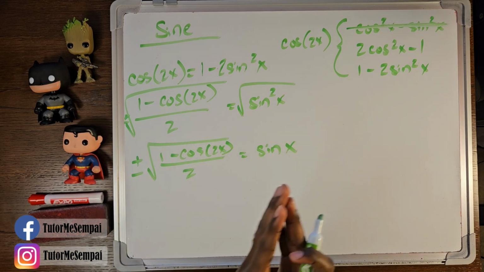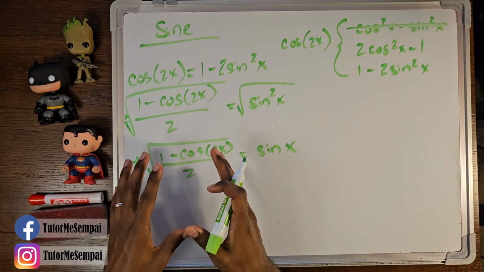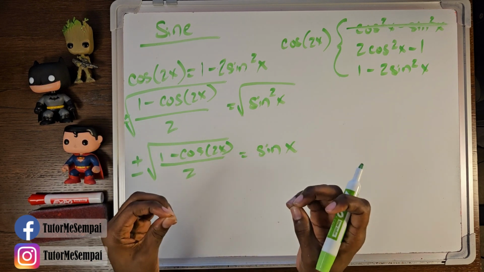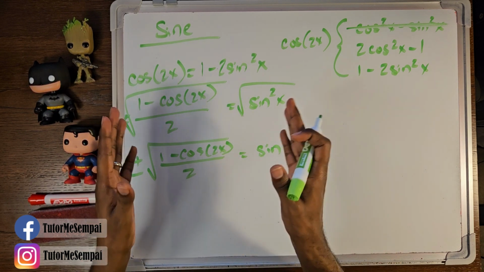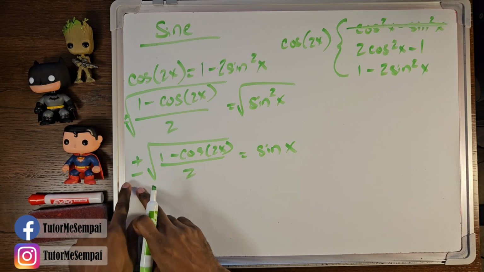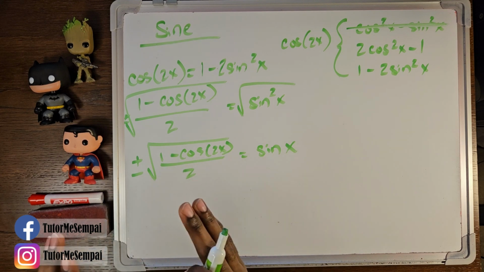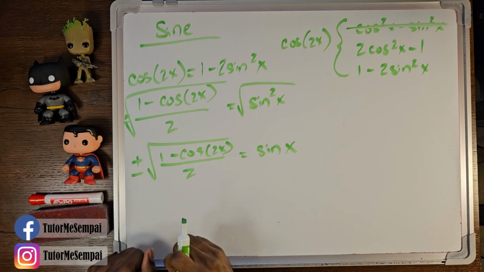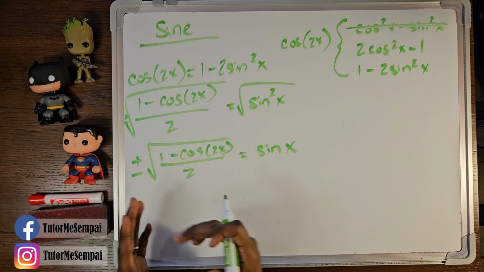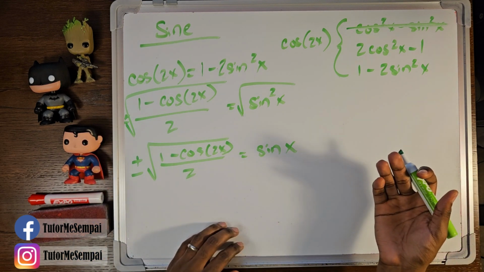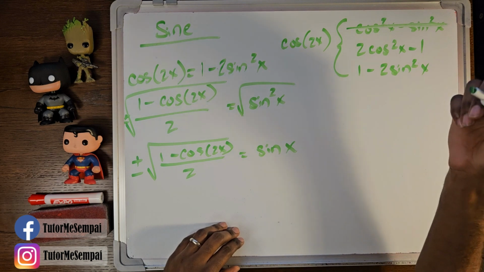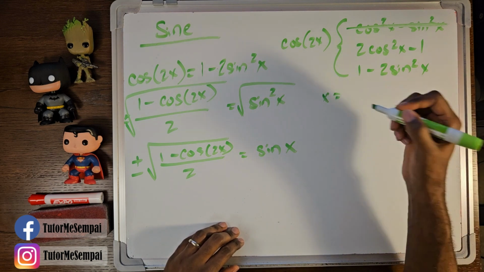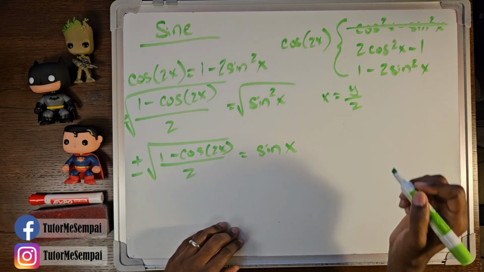Now, I didn't emphasize this last time in our previous example, but I want to make sure I am mentioning it so you don't forget it. Whenever you find a square root of both sides, don't forget your plus or minus. This is crucial. You have to remember to put your plus or minus there. And just like we did for cosine, we're going to substitute this x for y, and we're going to say x is going to equal the same thing, y over 2.